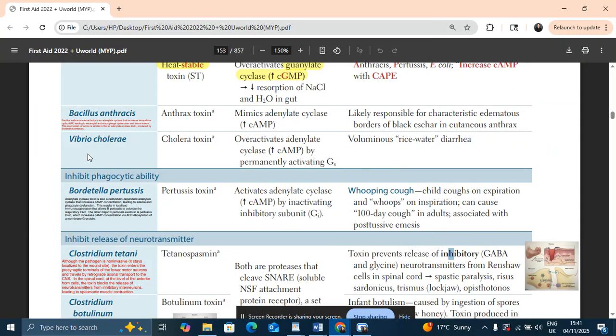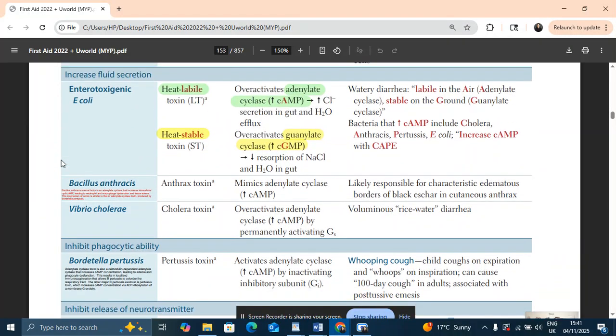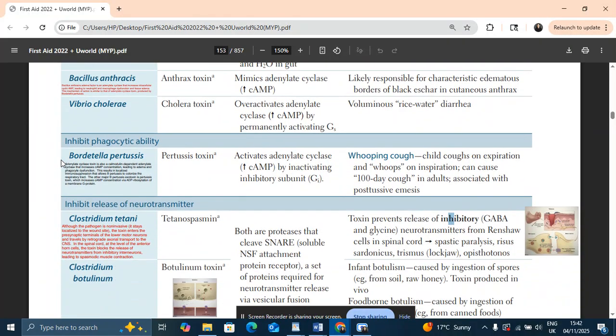So we have talked about E. coli and its types. We have already talked about Bordetella pertussis in detail. There are three toxins you should remember: pertussis toxin, adenylate cyclase toxin, and tracheal cytotoxin. They increase cyclic AMP by inhibiting the Gi subunit. They cause whooping cough, with coughing episodes on expiration and whoops on inspiration, and can cause a 100-day cough in adults. It is associated with post-tussive emesis.